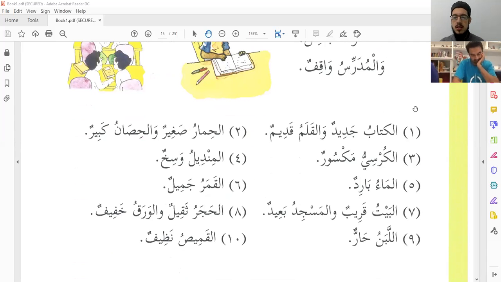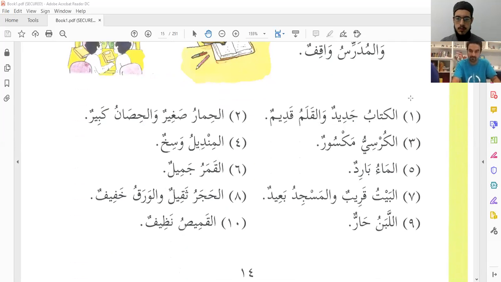So let's start with Dr. Muhsin. Could you read exercise number 1 right here? Inshallah. Al-kitabu jadidun wal-qalamu qadimun. Very good. The book is new. Jadid means new. So if that's a new vocab word for you, and many of these exercises will have new vocab. Jadid means new. Al-kitabu jadidun. This is a complete sentence. No problem.